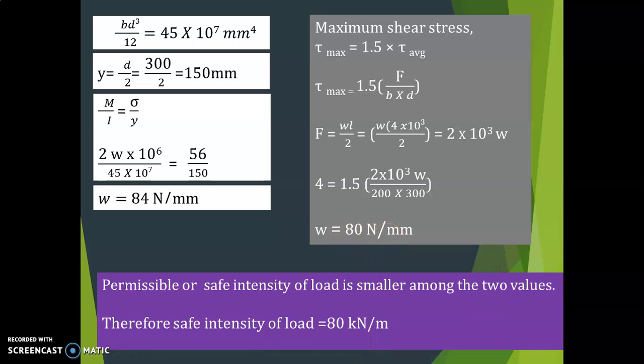Now what is the safe intensity of load? That is the smaller among the two values. By using the bending stress equation, you get intensity equal to 84 Newton per millimeter. By using the shear stress equation, you get W equal to 80 Newton per millimeter. So the smaller among the two values is 80 Newton per millimeter. Therefore, the safe intensity of load is 80 Newton per millimeter or 80 kilonewton per meter. So in this way, you can calculate the safe load.